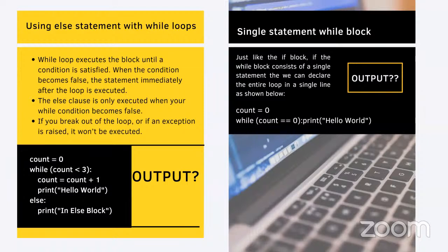I guess all of you remember we just did this code. Count is equal to 0, while count less than 3, count is equal to count plus 1, print hello world. And now the new thing is else, print in else block. Take a minute and think what will be the output. The while loop is just like the previous one, and else is just like what we did in if else.